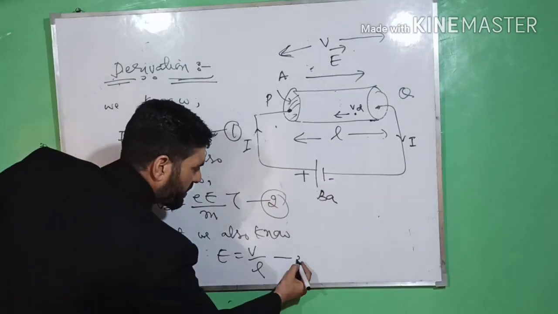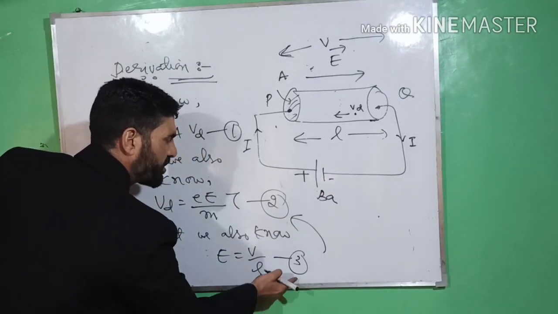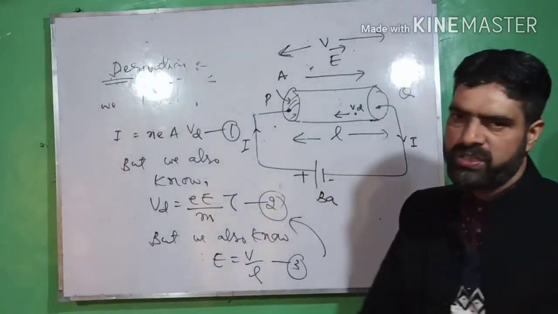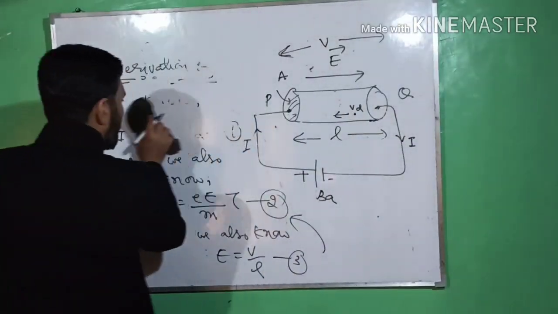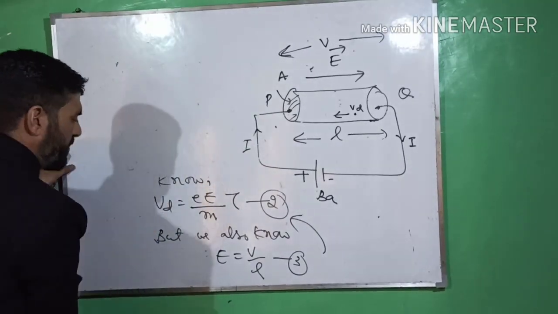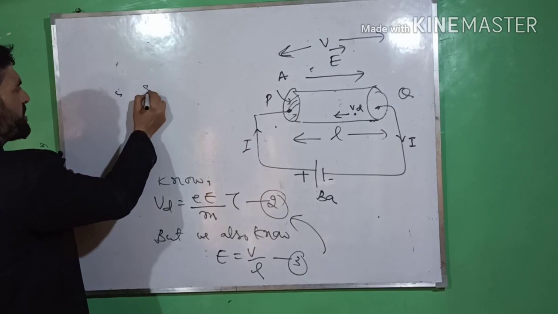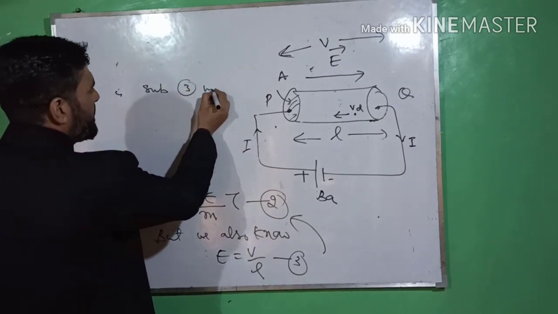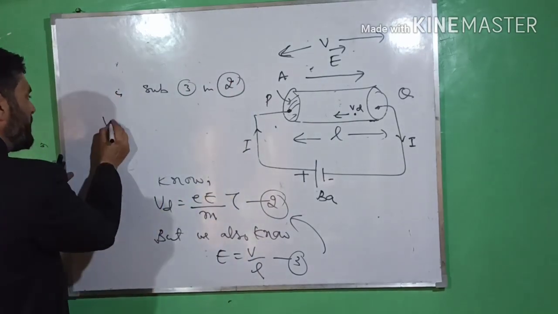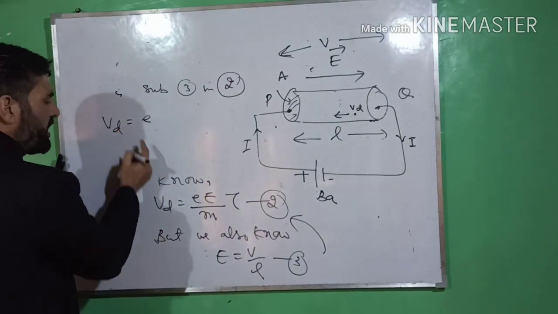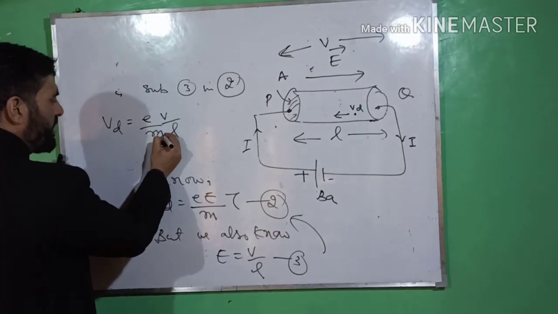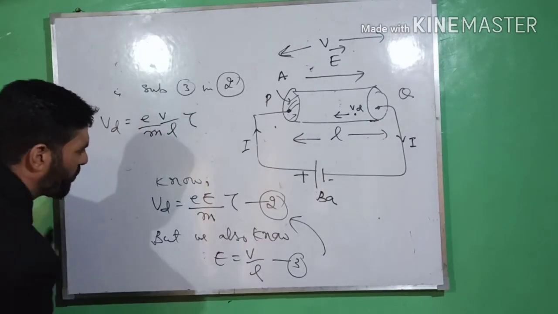Now substituting the third equation in the second. Substitute the third in the second. It is a very easy question, nothing difficult. So what will the second equation become? VD is equal to, in place of E we write V by L, and here I wrote m, and this is tau. Hope you have got this.